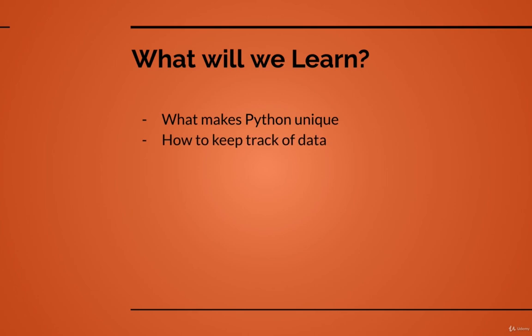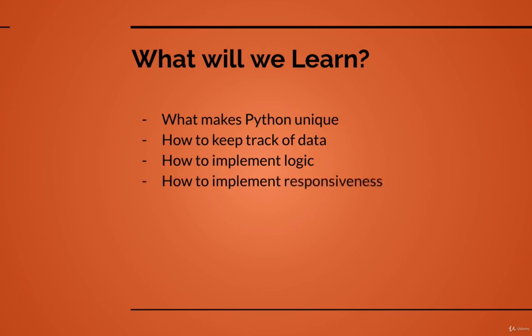Then we'll learn how to keep track of data, typically through various types of variables, arrays, and of course modifying them through operations. Then talk about how to implement logic. This will be done through if statements, while and for loops. Then we'll talk about how to implement responsiveness, and this will be done through the use of functions. And finally, how to create data structures through the use of classes and objects.